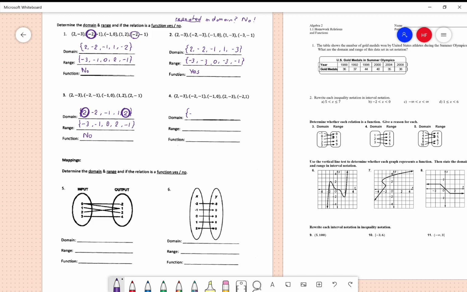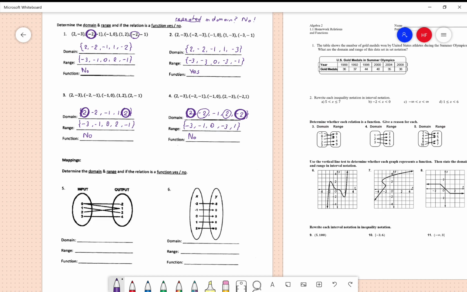Now on number 4, domain or x values, 2, -2, -1, 2, -2. Uh-oh. We've got repeated values, so no, this is not a function. We'll look at our range, -3, -1, all of our y's, 0, -3, and 1.